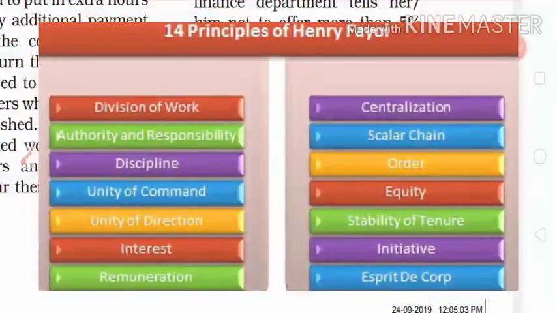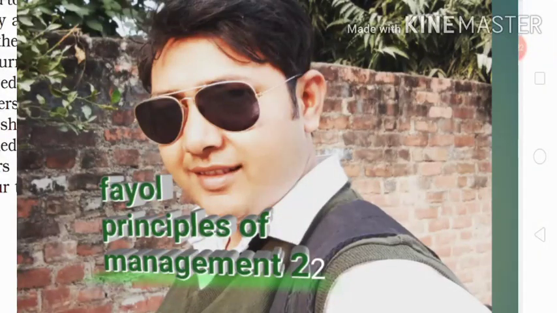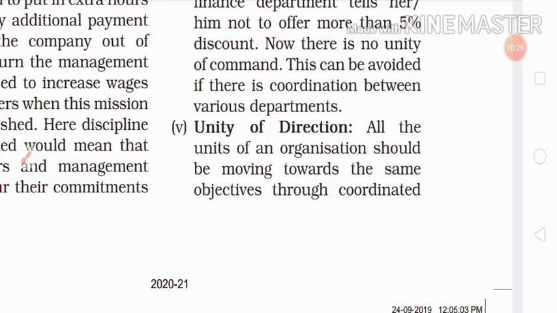So, students, in our previous class, we have done four principles of management given by Fayol, and today the remaining will be continued. Before I start again, I would like to remind you that please go through the PDF of this chapter. And one more message: please follow the guidelines of lockdown, stay home, and be safe.